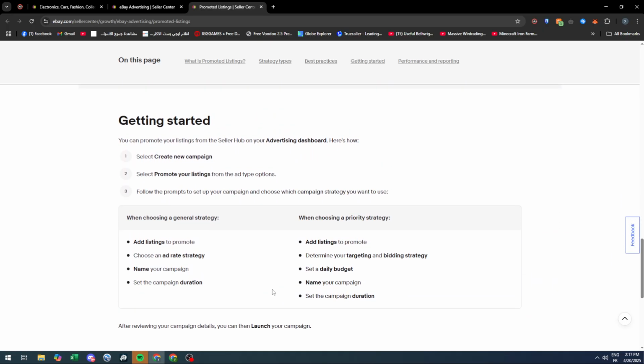Now, all you need to do is simply create a new campaign, choose your listing, and follow one of these two flows that are going to show you here for each strategy, and you will be good to go to start advertising your product on eBay. It's pretty simple and easy, guys. You just need a couple of dollars and a product to actually advertise.